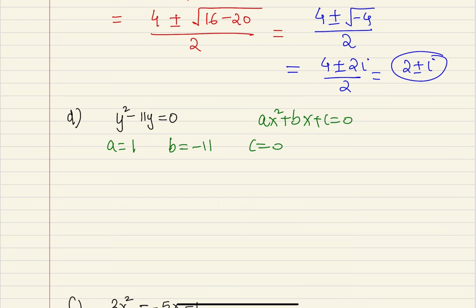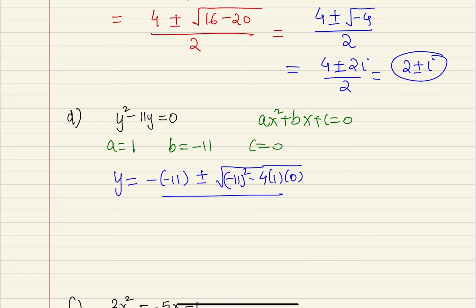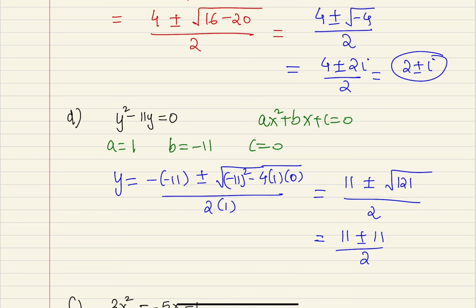In this case, it's not going to be x equal to; solutions would be y equal to. Solutions of a quadratic equation are also called intercepts, x-intercepts, or they're called the zeros or roots as well. So y equals negative b plus minus square root of b squared minus 4ac divided by 2a. So we have 11 plus minus square root of negative 11 squared is positive 121 minus 0, divided by 2. 11 plus minus square root of 121 is 11, divided by 2.